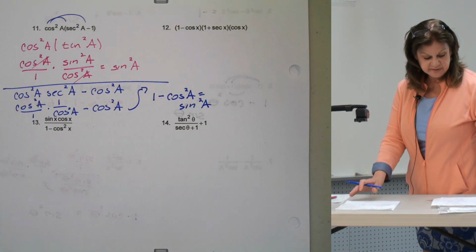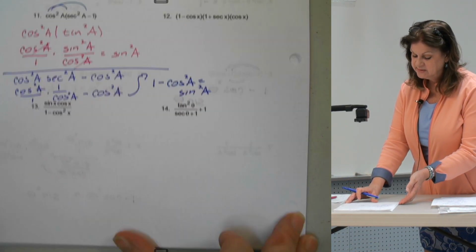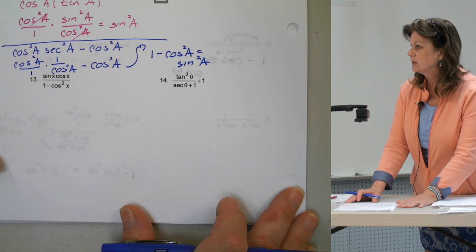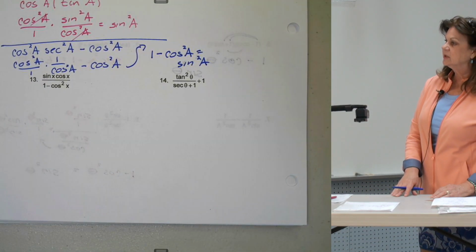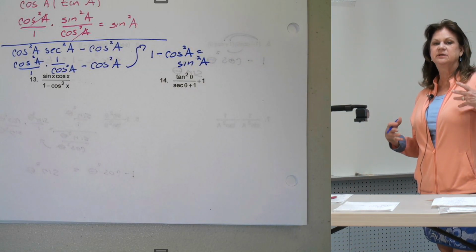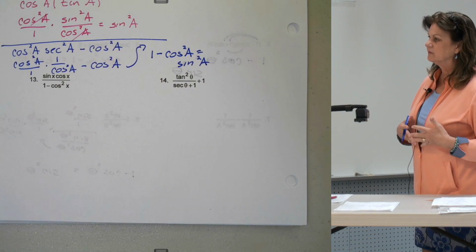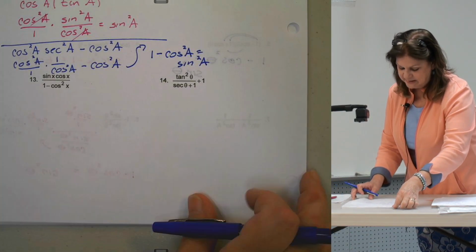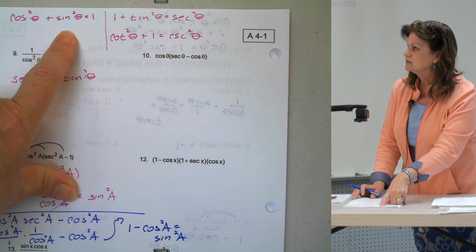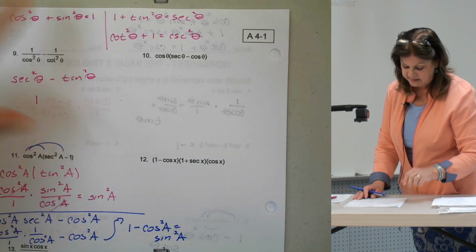All right, let's look at 13. Sine x cosine x over 1 minus cosine squared x. Well, a little frustrating because sine and cosine don't multiply together to give me anything helpful, but 1 minus cosine squared, again, that's that granddaddy identity. 1 minus cosine squared is going to be sine squared.